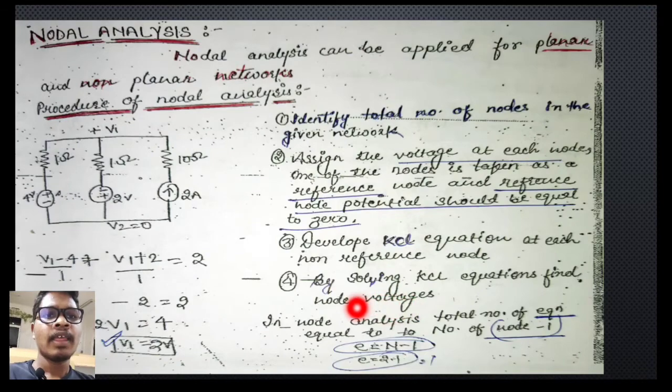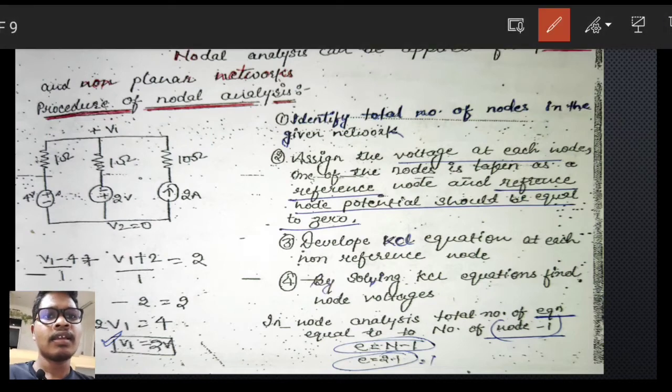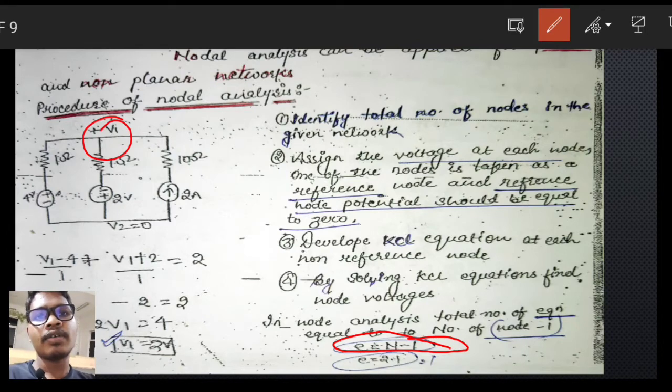In node analysis, the total number of equations, like in our mesh analysis, where the total number of meshes is equal to the total number of equations, here also the total number of equations is equal to the number of nodes minus 1. See, there are 2 nodes, node 1 and node 2. So 2 minus 1 is 1. So there is only one equation in this network. Let's see.